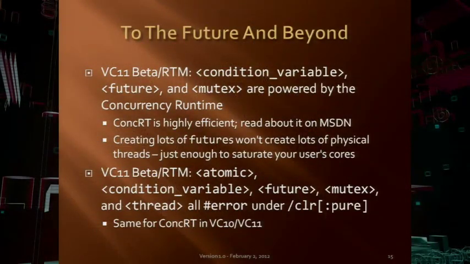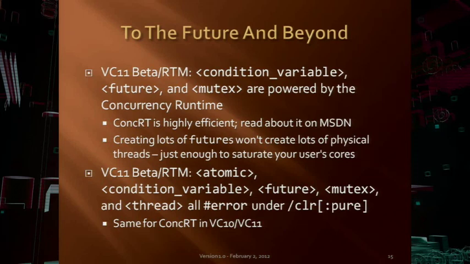The first one relates to futures, which we've seen a couple times, and it's on the back of the t-shirts that were handed out. We are shipping in VC11 implementations of all of the threading futures headers that were not present in VC10. We would have loved to get them in, but there was just no time to add more standard library features. We have that time in VC11. And in VC11 beta, and even better in RTM, condition variable, future, and mutex headers are going to be powered by the concurrency runtime, which was implemented by our parallel computing platform team and already shipped in VC10.